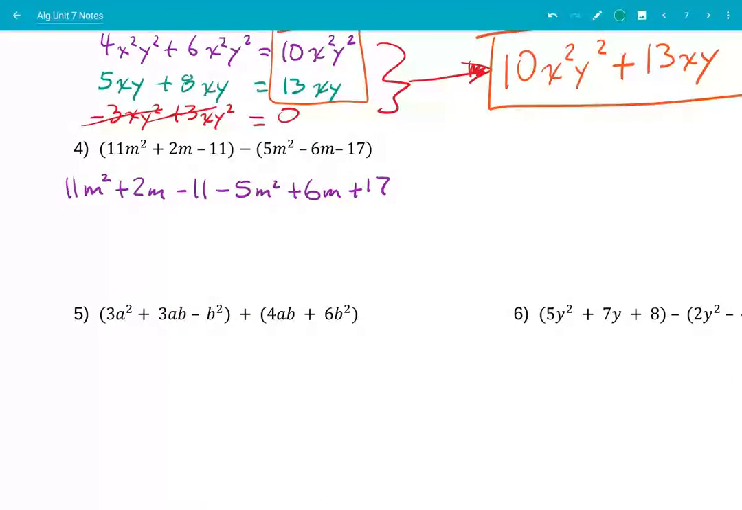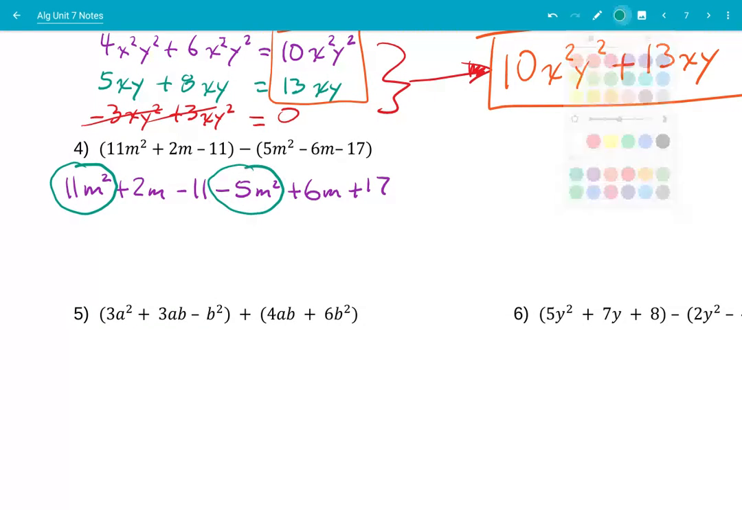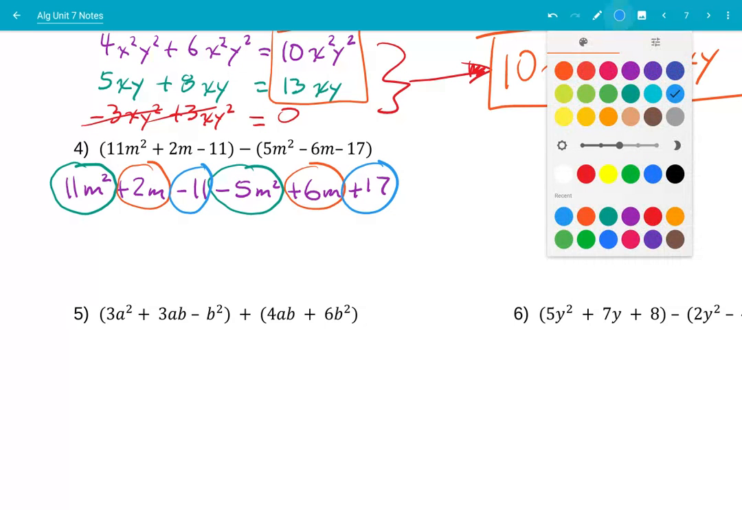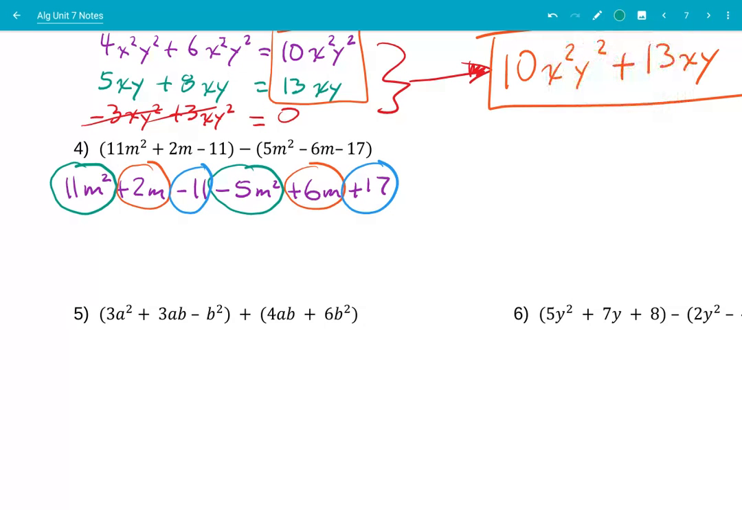I'm going to combine the like terms now. So here is an m squared, and here is an m squared, and that's all the m squareds. And then here is an m, here's an m, those are all the m's, and then here's a constant, a minus 11 and a plus 17. So let's add all these together, shall we?